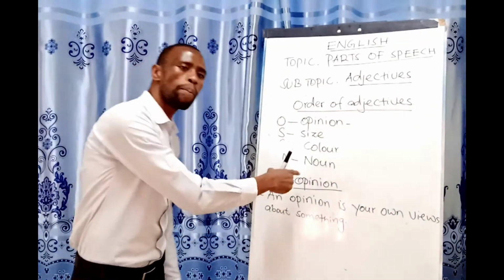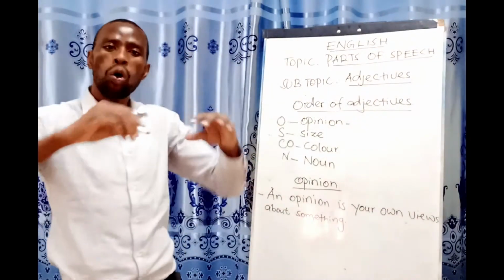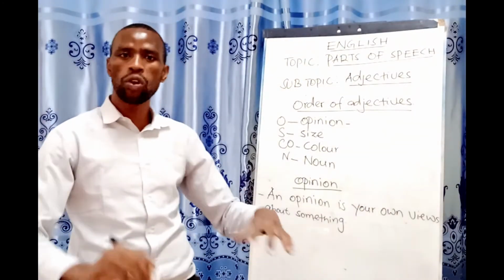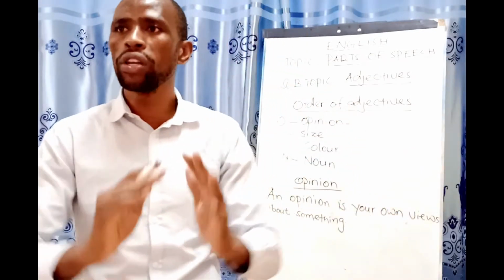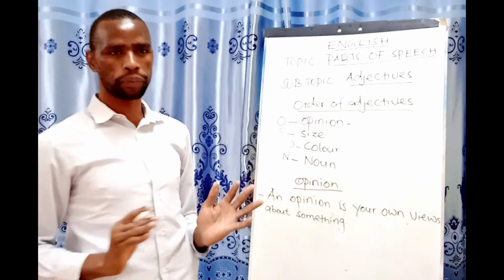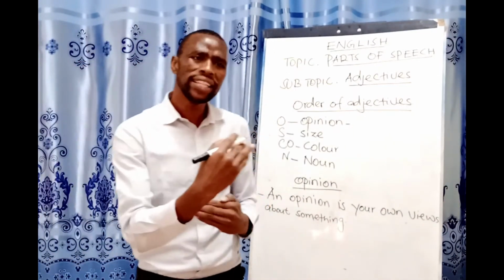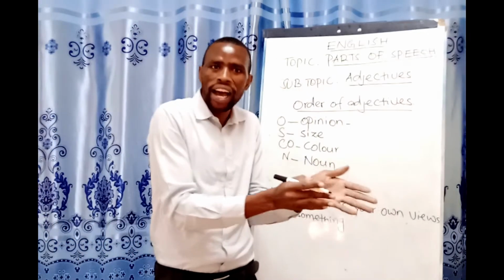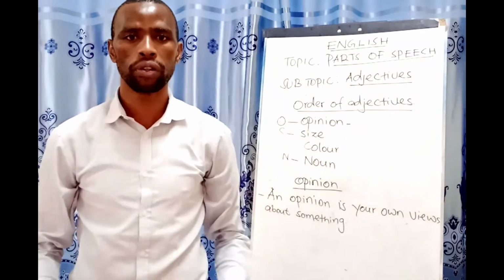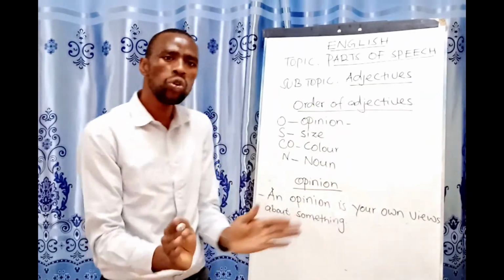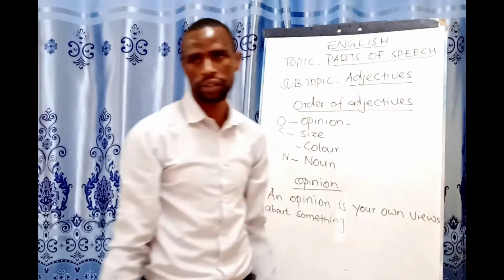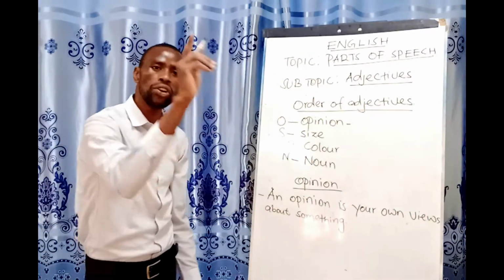Good. An opinion is your own views about something. How do I look at something and make my own judgment, my own conclusion about that thing? How do I look at something and be able to give a statement about it? That is an opinion.